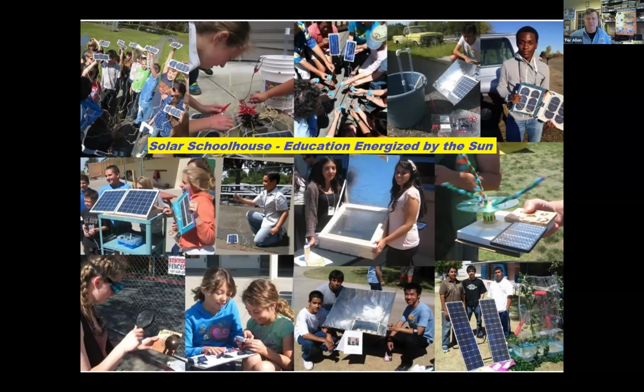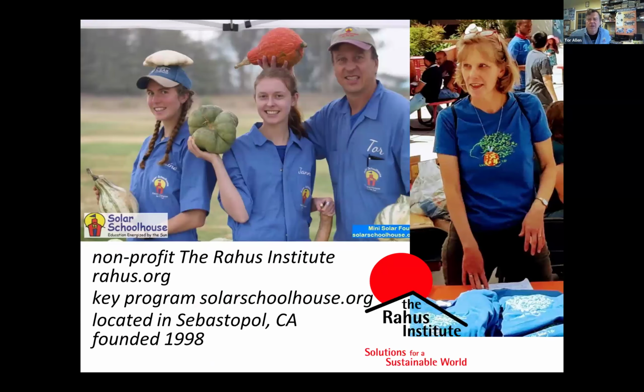So this first slide is just a medley of students working on various solar hands-on projects, and I'll tell you a little bit about myself. I wanted to turn my hobby into my job, so I started this nonprofit, the RAHUS Institute, back in '98. I put my kids to work, my wife to work. They're off doing other environmental careers now, but in 2000 we started Solar Schoolhouse, which is a program of the RAHUS Institute, and we're based here in Sebastopol, Northern California.